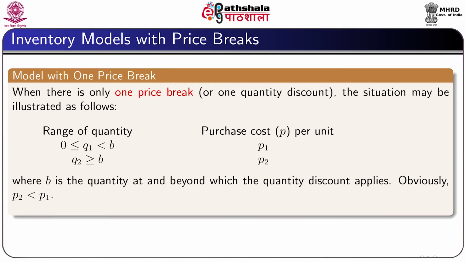Now, we consider inventory models with price breaks. First, we consider the model with one price break. When there is only one price break, that is one quantity discount, the situation may be stated as follows. For the range of quantity 0 less than or equal to Q less than B, the purchase cost is P1, and when the quantity is greater than or equal to B, the purchase cost is P2. Here B is the quantity at and beyond which the quantity discount applies, and obviously P2 is less than P1. That means when we purchase larger quantities, the purchase cost is less.